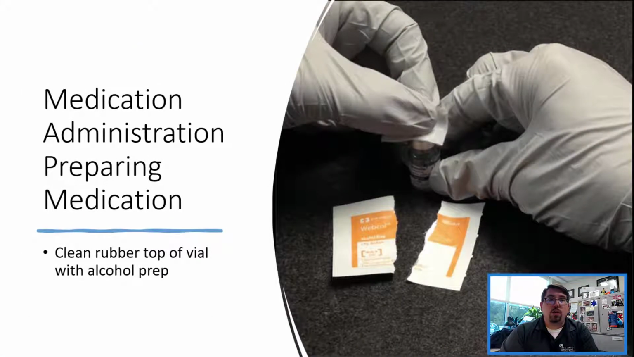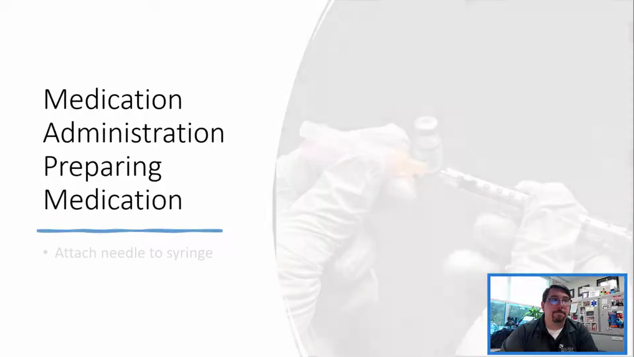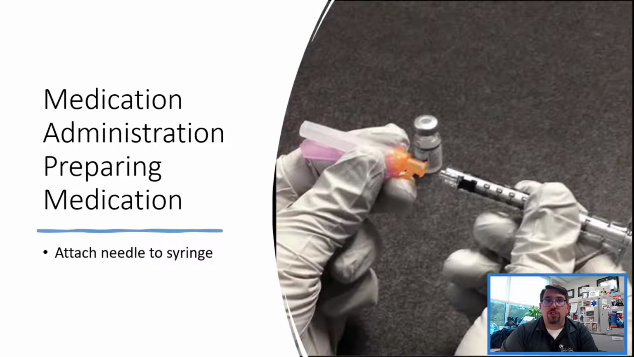From here, we're going to go ahead and pop the top off of our vial. From there, we're going to clean the top of the vial using an alcohol prep pad in order to ensure that it is sterile. From there, we're going to attach our 25-gauge 1-inch needle to our 1 milliliter syringe using sterile technique. We'll discuss this further in our skills video.